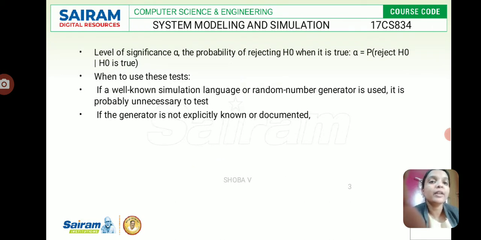When are we going to use these tests? If a well-known simulation language or random number generator is used, it is probably unnecessary to test. If the generator is not explicitly known or documented, then we are going to use these kinds of tests. This is how we use the level of significance, whether we accept or reject based on the statistical phenomena.